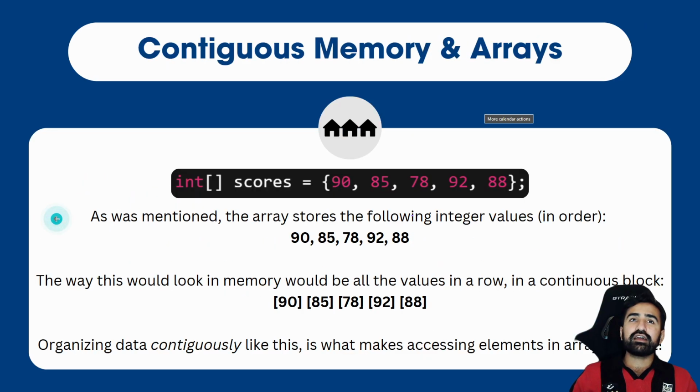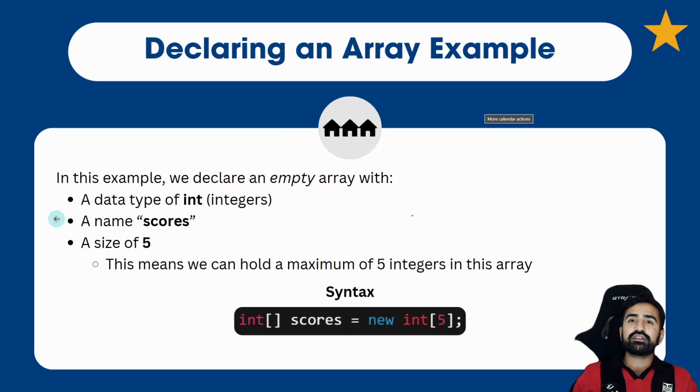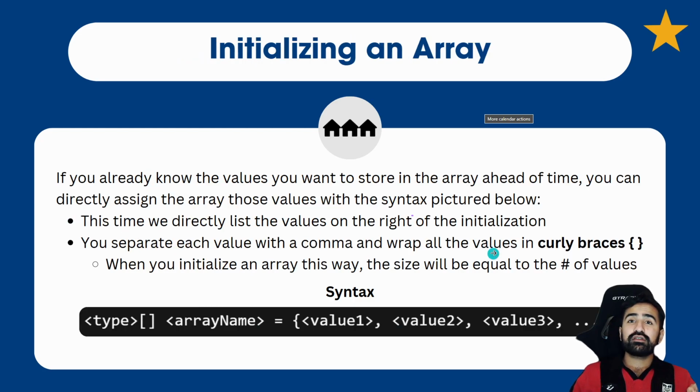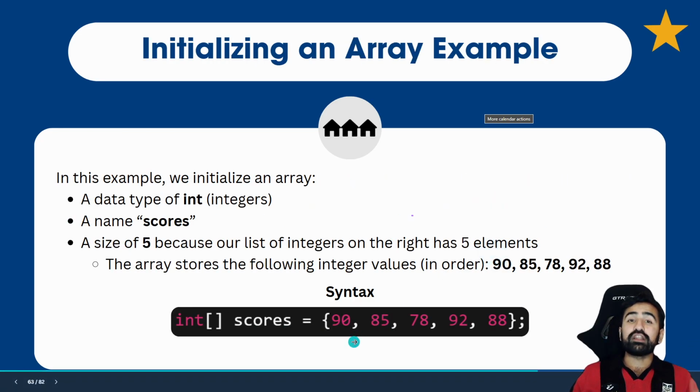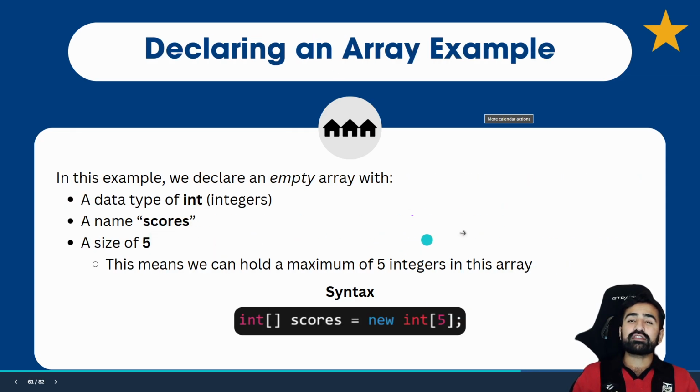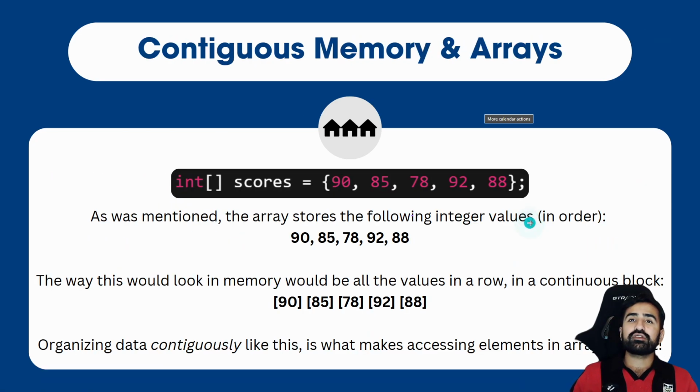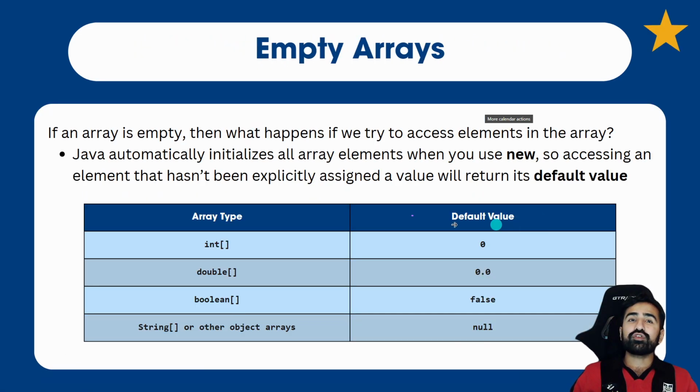So, like I said, this is for declaring empty arrays. This is for declaring or initializing arrays with the values ahead of time. So what do empty arrays look like, right? Before you actually give it values. It turns out Java will use default values depending on the type of the array.